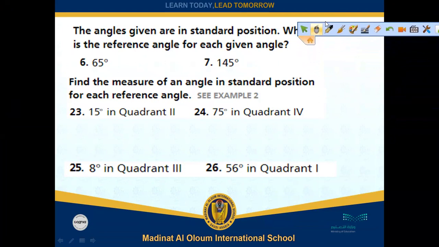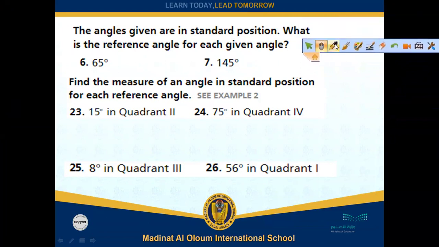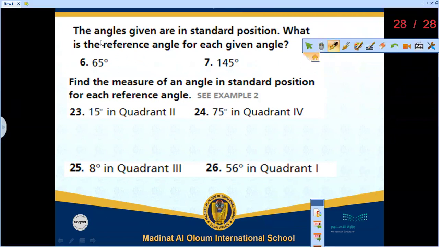Okay, we can solve this one quickly, guys. Look what he said. The angle is given in standard position, what is its reference angle for each given angle? For 65, it's in the first quadrant, it's a reference angle, by the way. 145 is in the second quadrant, what did we say to get the reference? 180 minus 145, which is 35.